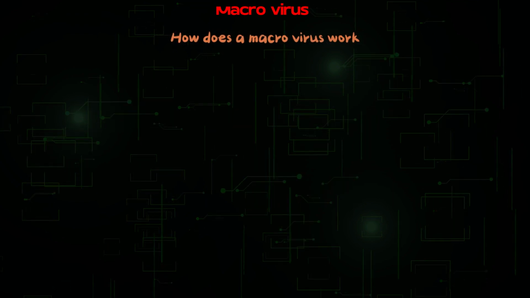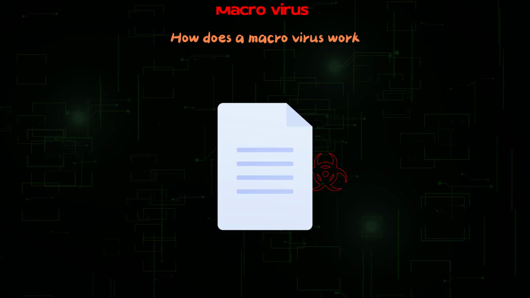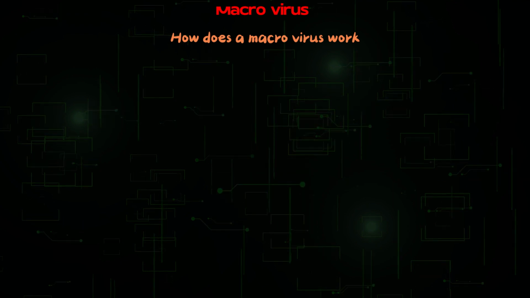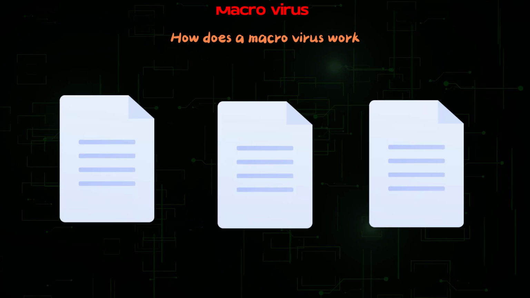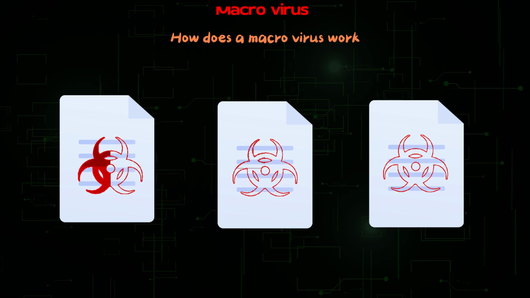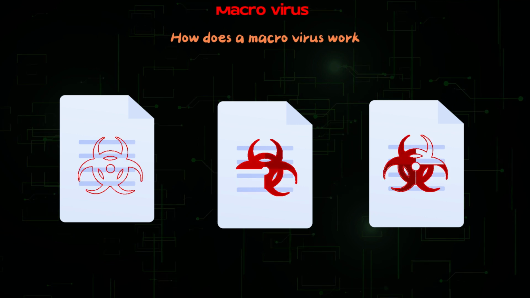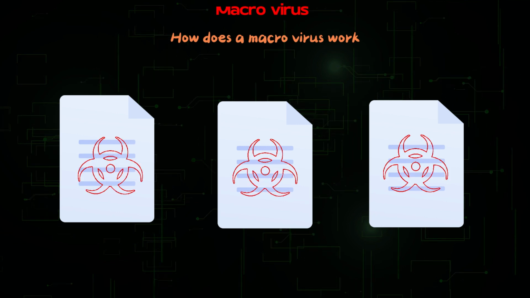How does a macro virus work? Macro viruses work by embedding malicious code into data files, such as documents and spreadsheets. This code is activated as soon as these files are opened or when macros are enabled, proceeding to infect other files on your device. Microsoft Word documents are common carriers of macro viruses.